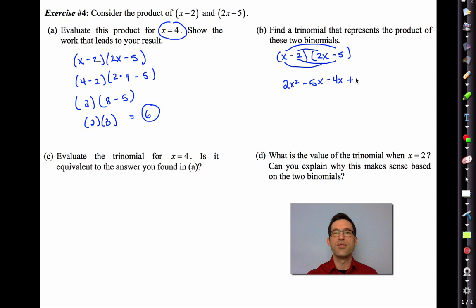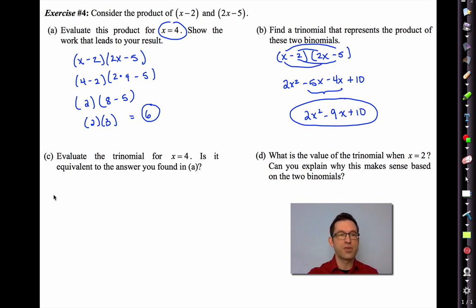Notice how we always have these kind of combining like terms. All right, 2x squared minus 9x plus 10. Letter C says evaluate the trinomial for x equals 4. Is it equivalent to the answer you found in A? Well, I don't know. Let's take a look. Let's see if it's equivalent.